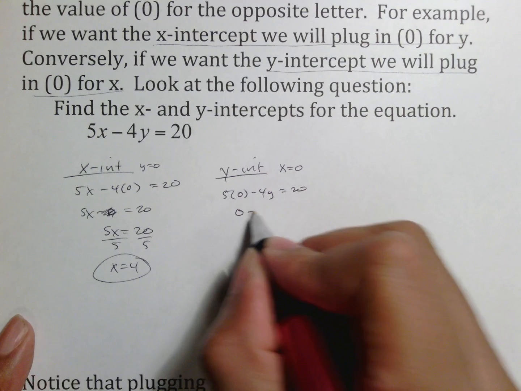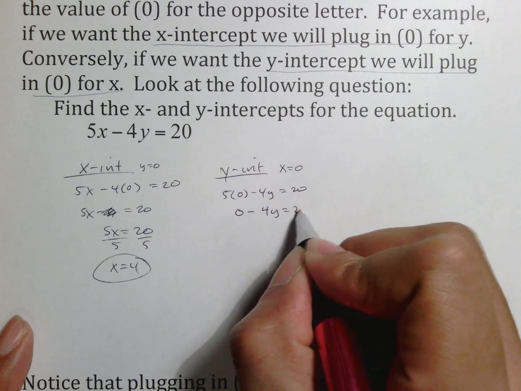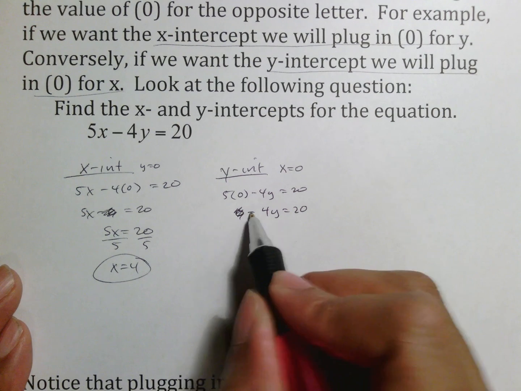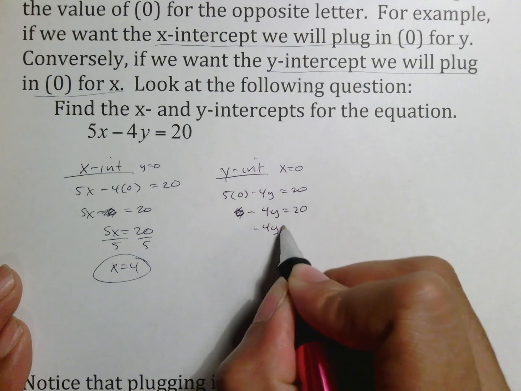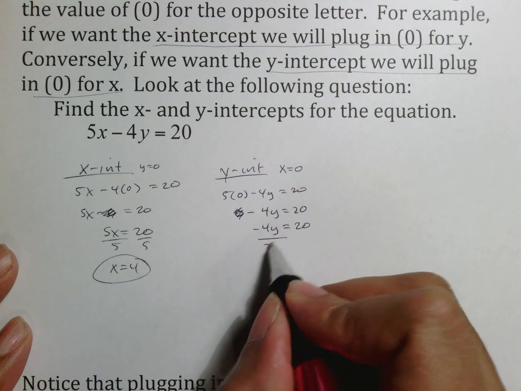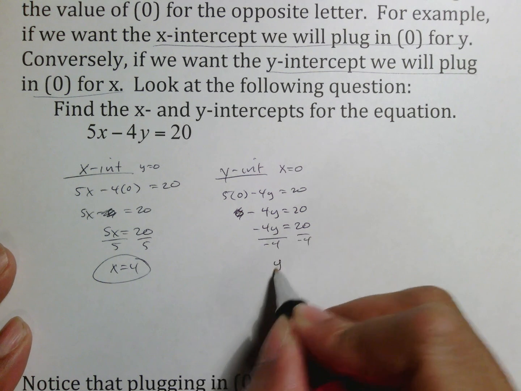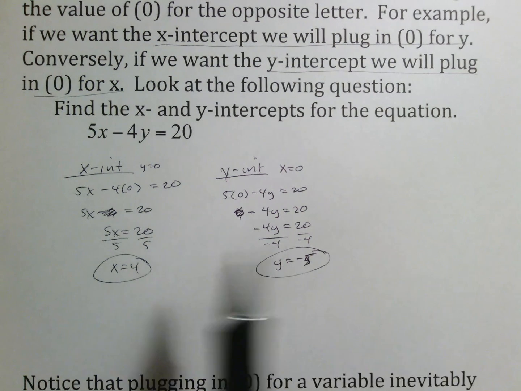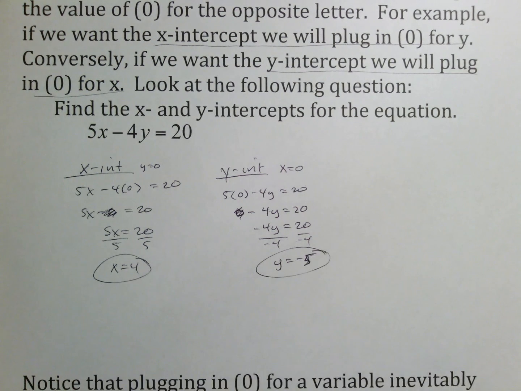5 times 0, of course, turns into 0. And the part where they're expecting you to mess up is that when this 0 goes away, this negative still belongs to negative 4y. And so you have to keep that in mind. And of course, we're good enough to know that if you divide this by negative 4, y is negative 5. X-intercept is 4, y-intercept is negative 5. That's all you have to do to find your intercepts.